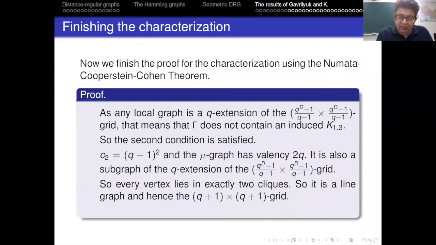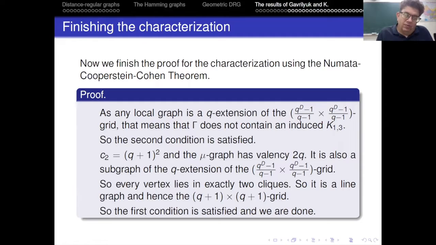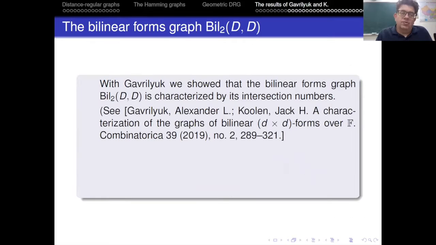So it is a line graph, and hence the Q plus 1 times Q plus 1. So the first condition is satisfied. And yes, so now we can apply the Neumaier-Kupferstein-Cohen theorem. So now I will finish my talk by considering the bilinear forms graph, the build 2 DD.